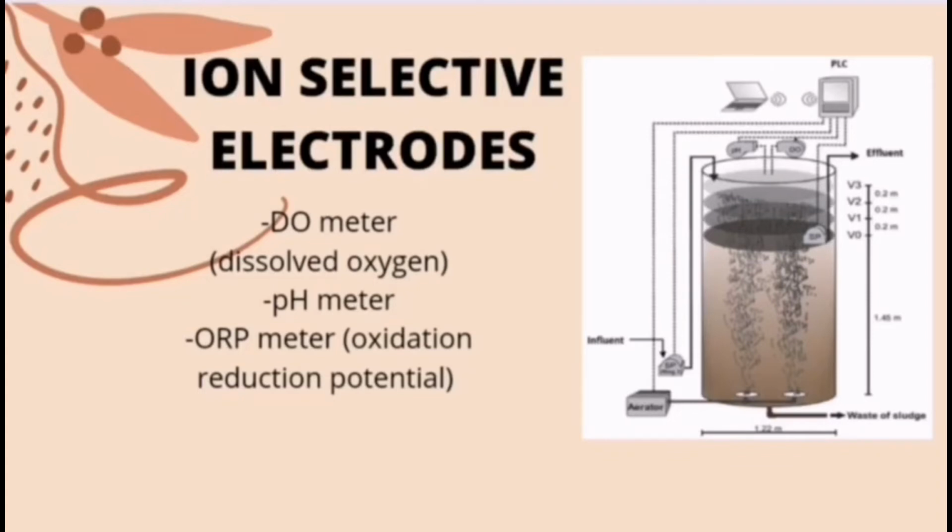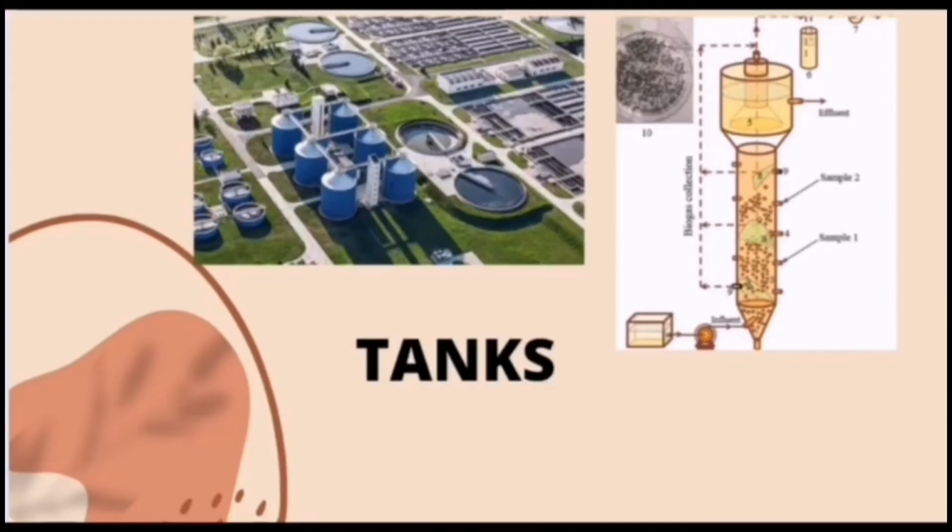The ORP meter provides an indication of the ability of a solution to oxidize or reduce another solution. Lastly, the tank. During the fill phase, the tank receives the raw wastewater that comes in contact with the active biomass left inside the tank at the end of the previous cycle. In addition, the control system in SBR is more complex than a conventional activated sludge system and includes automatic switches, automatic valves, and instrumentation. Next, I will pass this to my partner to present the next item.